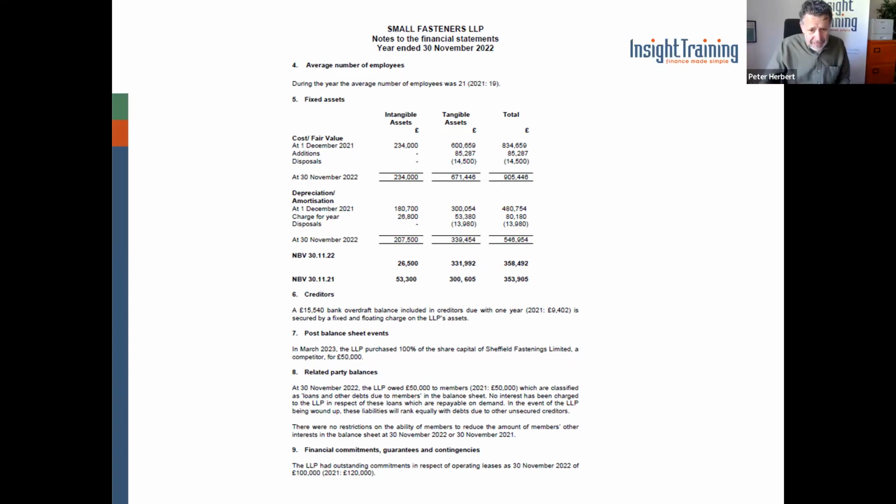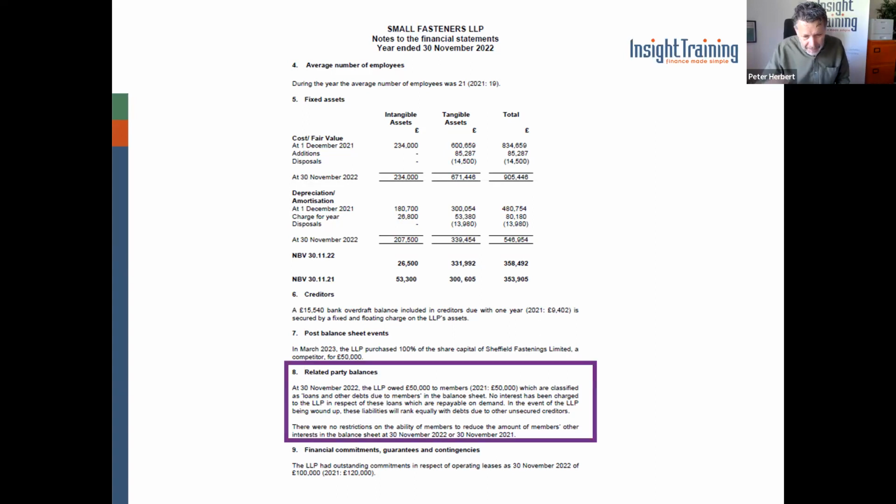The other thing I'll just flag on this slide in terms of the illustration there, so information there about the related party balances, and you'll see there reference in the first paragraph to in the event of the LLP being wound up, these liabilities will rank equally with debts due to other unsecured creditors, that's the loans due to members' balance, and no restrictions on the ability of the members to reduce the amount of their interests in the balance sheet of 30th November 22 or 21.